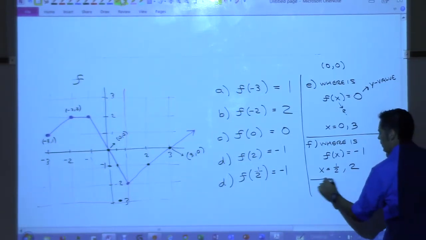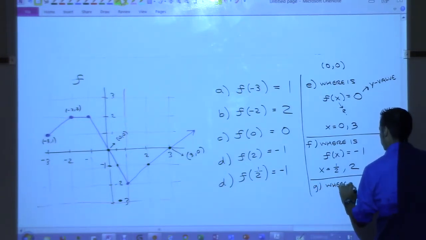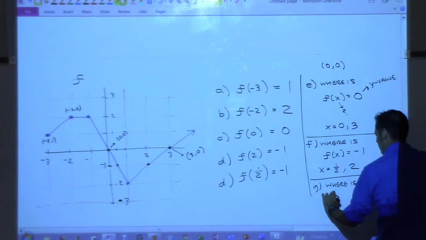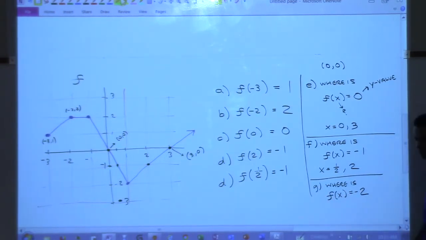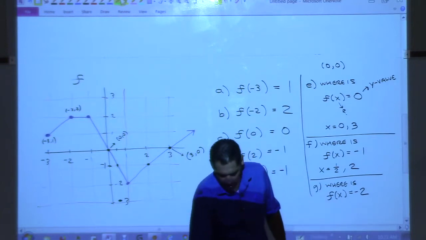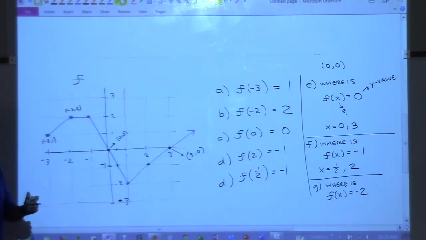Let's see. Part G. Where is f of x equal to -2? Heidi? Where's Heidi? That's you? Okay.